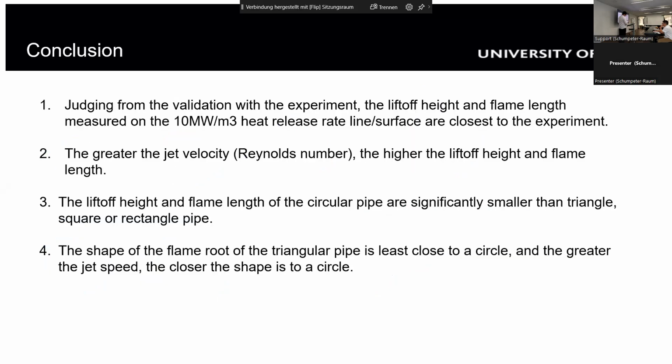Okay, and here is the conclusion. In conclusion, our study employs a Reynolds-stress family model to provide a comprehensive analysis of turbulent lifted hydrogen jet flames. By comparing our computational results with experiment data, we have validated our model and gained new insight into factors that influence lift height and flame stabilization. Notably, we found that the shape of the pipe outlet and jet velocity significantly affect the lift height and flame length, with circle pipes producing smaller lift height and more stable flames compared to other shapes.